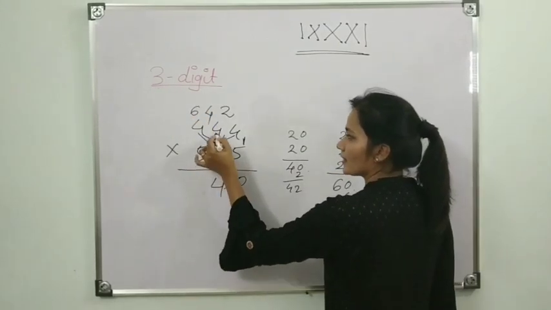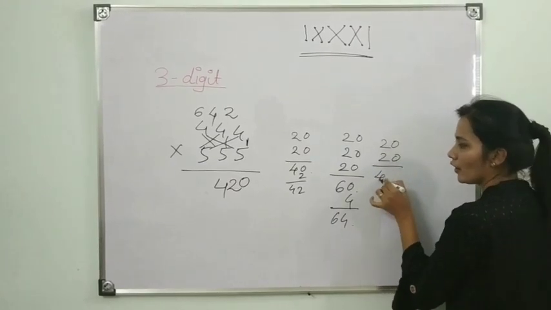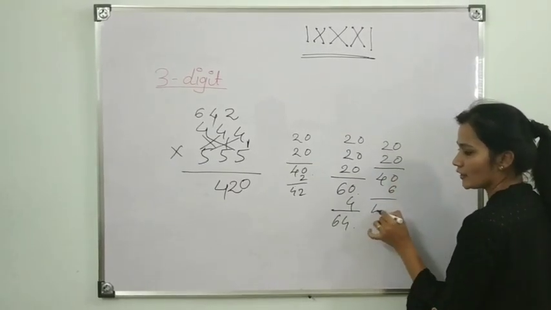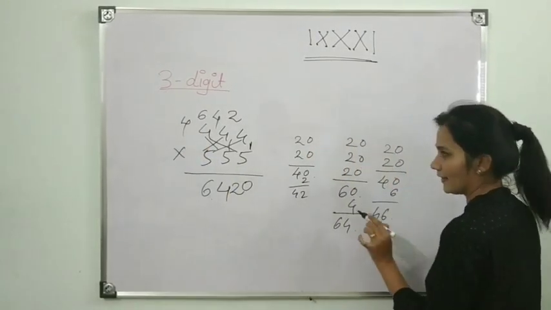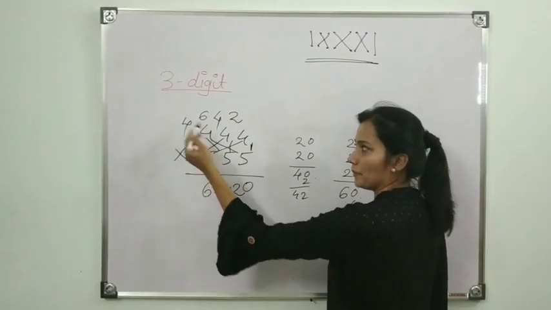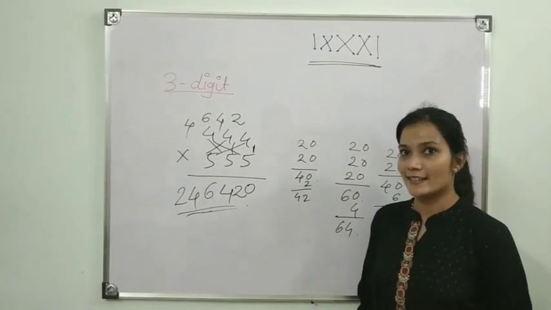And last, this multiplication. 20 plus 20 is 40, plus 6 is 46. You will write 6 here and carry 4. 5 4s are 20, plus 4 is 24. This is nothing but your final answer.